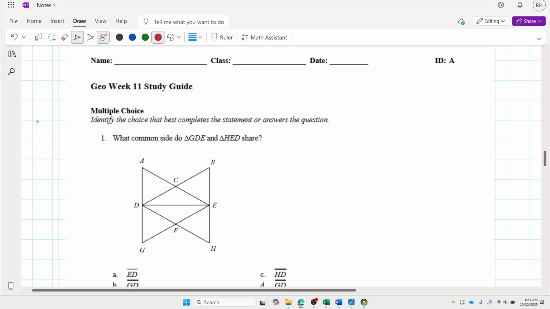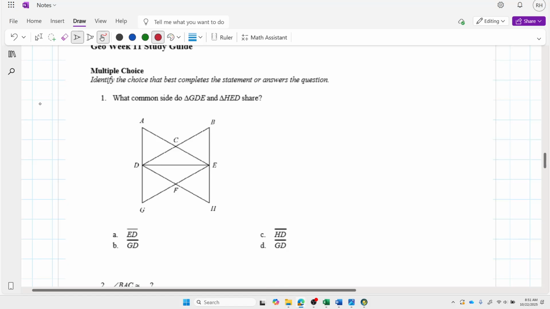Quiz 11 study guide. Here we go. First couple questions are multiple choice. Now, don't worry about drawing this diagram because the diagram is more confusing than the question. Question asks, what common side do triangle GDE and triangle HED share? Just look for the letters that are the same in both descriptions.